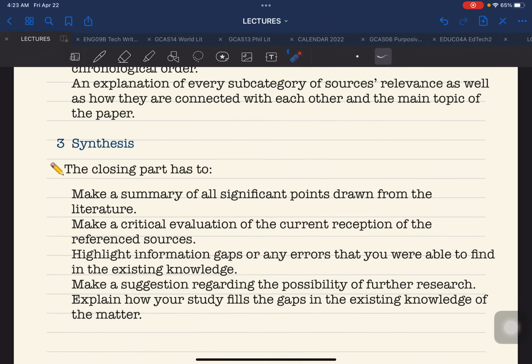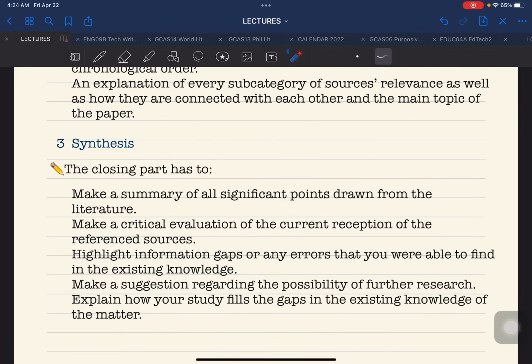So the literature review that you are discussing is now arranged in a thematic approach. So again, when we say synthesis, this is finding, stating, presenting, discussing the relevance of your study to the citations that you are discussing in your literature review. So what should this contain? Number one, make a summary of all significant points drawn from the literature.